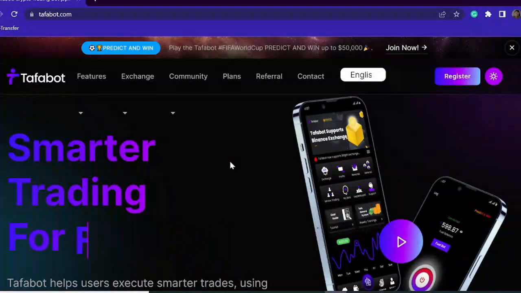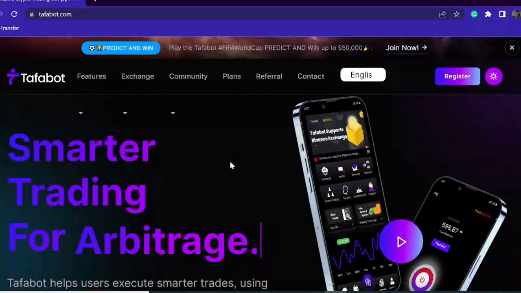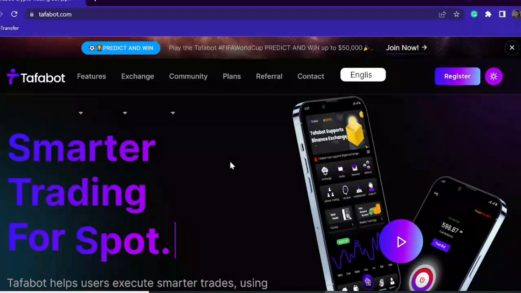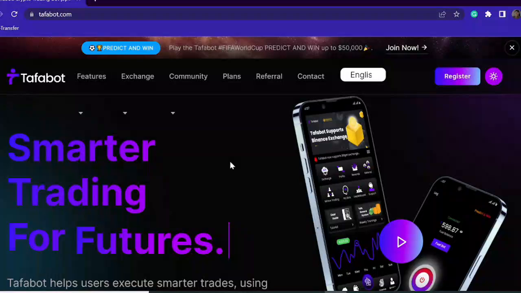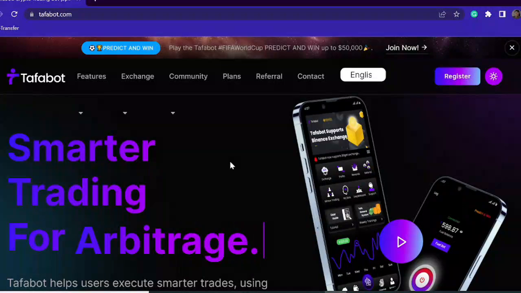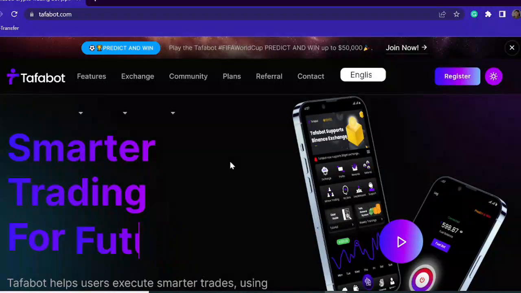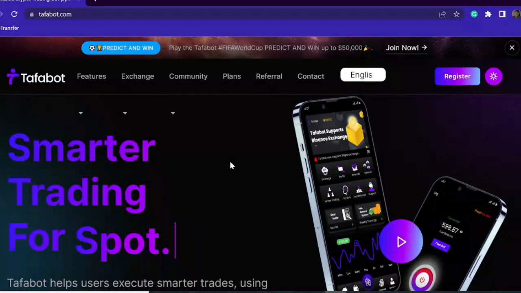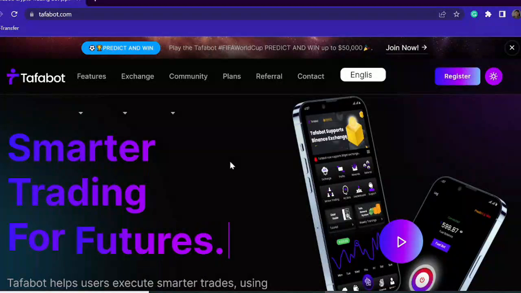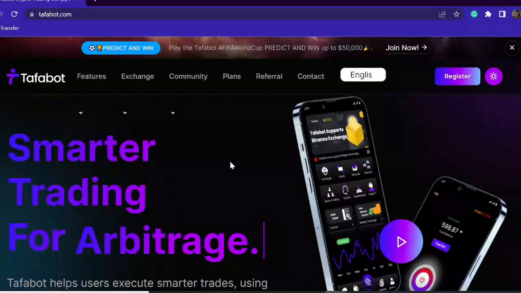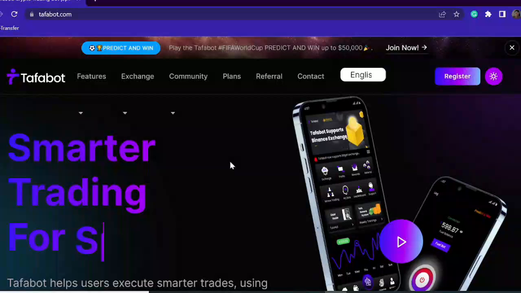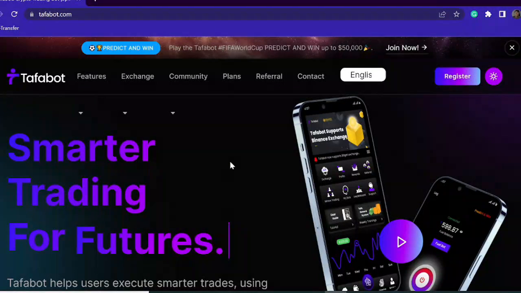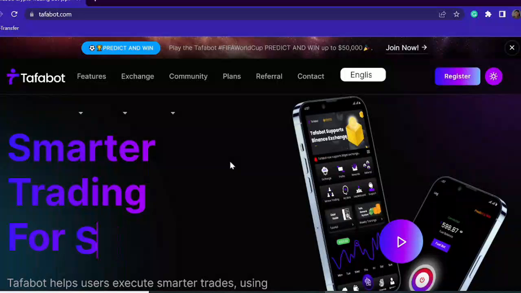What is Tafabot? Okay, Tafabot is a crypto trading tool that is provided for various crypto enthusiasts to make profit with it. Now, Tafabot is not a trading platform, but it is a trading tool. What that means is that you cannot trade on Tafabot because it is not an exchange, but you can use this tool to link up with your exchange through the API, and then you can trade with this tool to make money. Okay, so let's go further with this video.